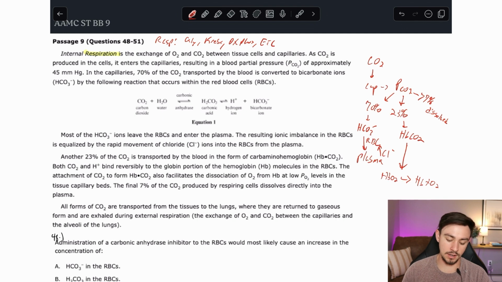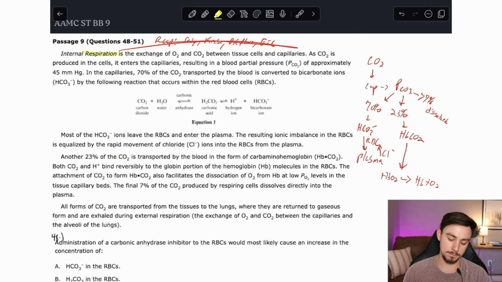So it's the exchange of oxygen and carbon dioxide between tissue cells and capillaries. Okay, well, maybe that's wrong because that's a different thing. This is actually talking about breathing. As carbon dioxide is produced in the cells, it enters the capillaries, resulting in a partial blood pressure. Okay, so that's a big one. So partial blood pressure. I want you to kind of think about these basic sciences as you're reading through it.